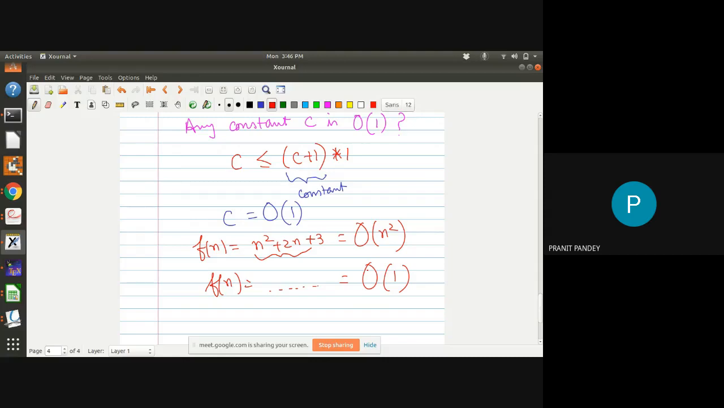Sir, something like 3n plus 2 divided by 4n. Just a minute, whatever you are saying, 3n plus 2, then the whole divided by 4n. So you simplify it, means you are saying 3 by 4 plus 1 by 2n. Yeah. Now why is it big O of 1?